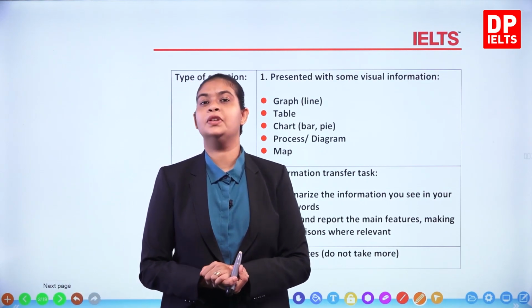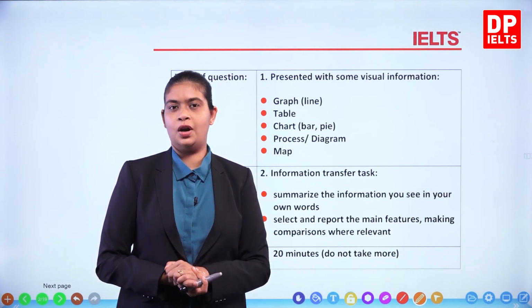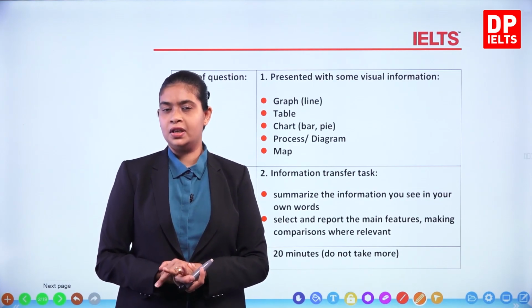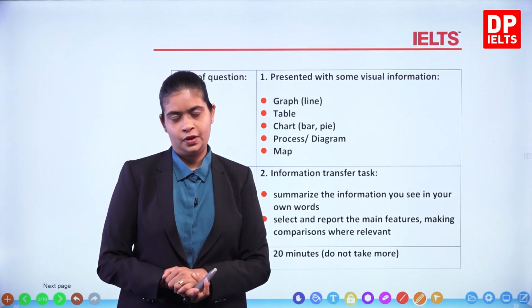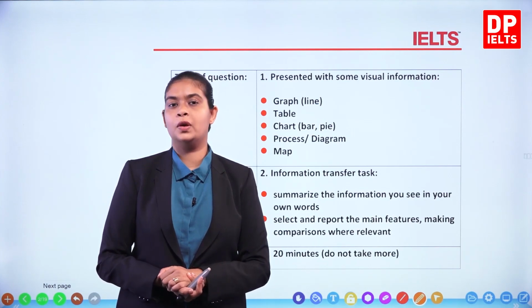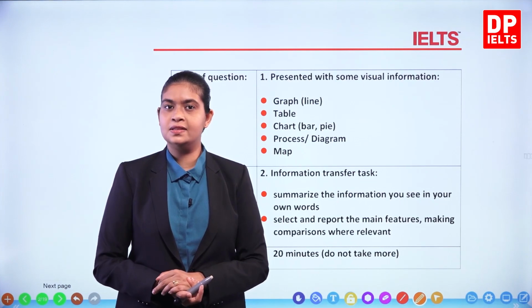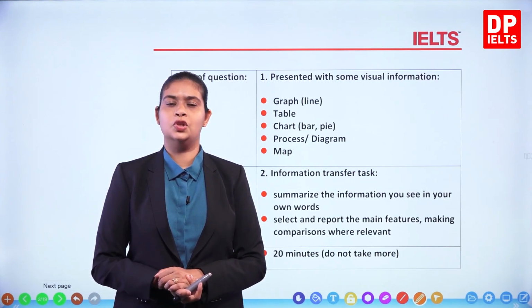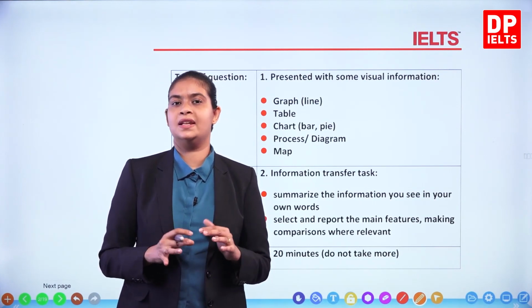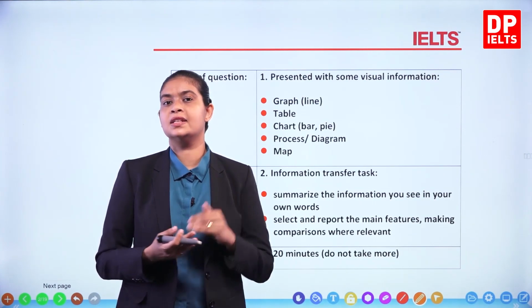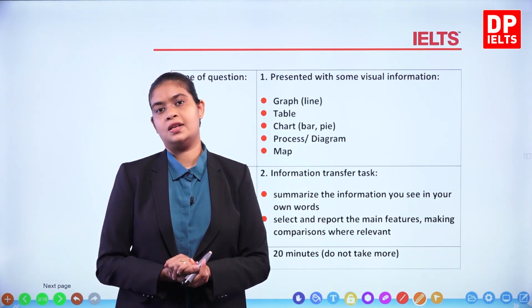What would actually happen if you spend more time? You are going to face a problem because you'll run out of time to do a good job for your task 2. So don't go beyond 20 minutes. Can I do it in less than 20 minutes? You could, but that means it's not a very good answer. So use the given 20 minutes as it is, because that's the time you need to do a good answer for task 1.